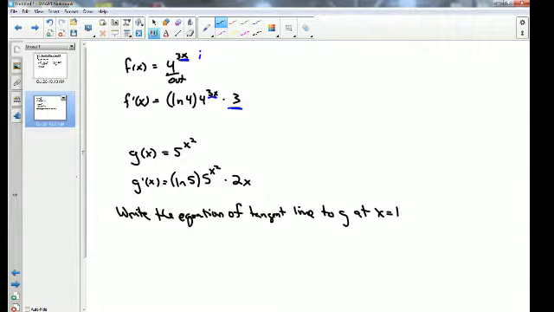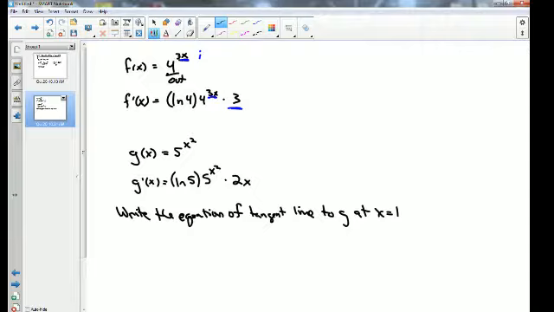Could you do that still? Write the equation of the tangent line to g at x equals 1. Plug 1 into g of x, that's the slope. Okay, you misspoke. You mean g prime of x. Yes, g prime. Now he's right.